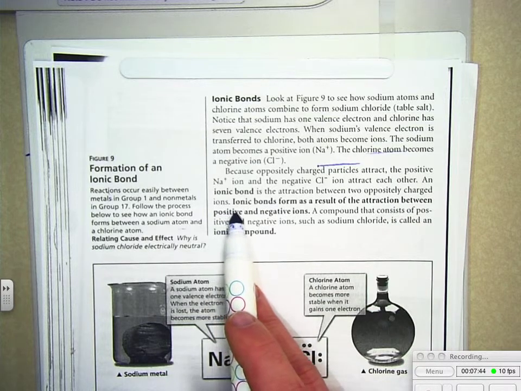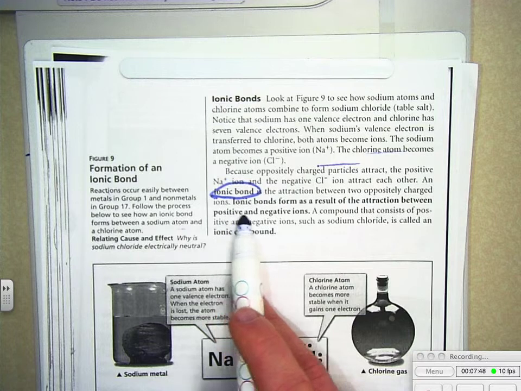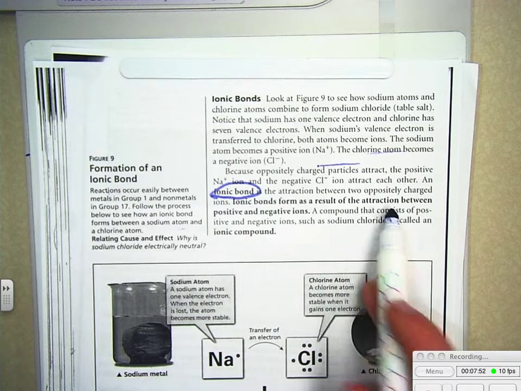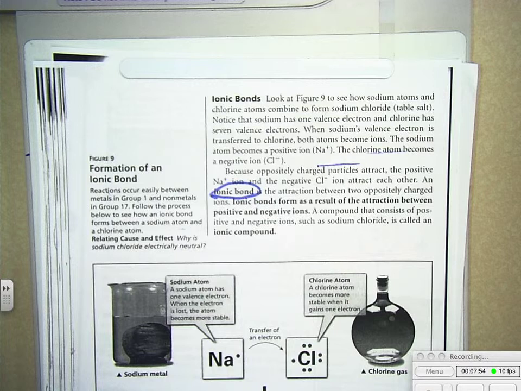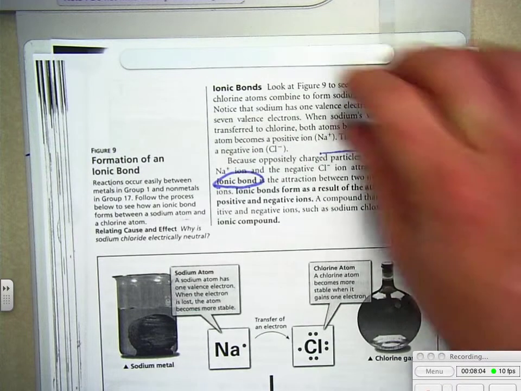Ionic bonds, vocab word, good quiz question. Ionic bonds form as a result of the attraction between positive and negative ions. A compound that consists of positive and negative ions, such as sodium chloride, is called an ionic compound. Okay, let's go to our next page.